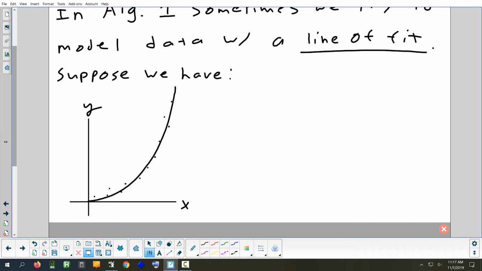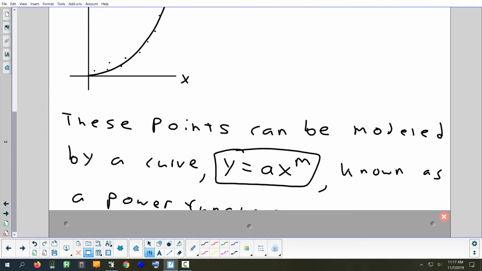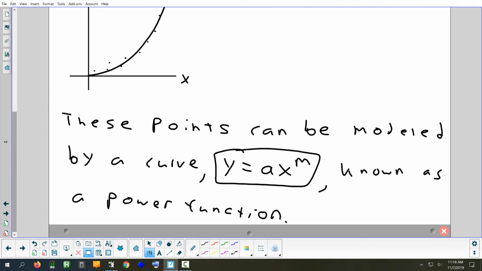Okay. And with the graphing calculator, we can find a curve that fits that data. It's not perfect because the points aren't perfect. The points aren't exactly a curve, but they're close. So, these points can be modeled by what is called a power function. The only thing you have to do is solve for a and m. You have to figure out what those are.